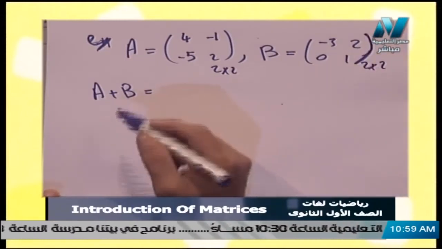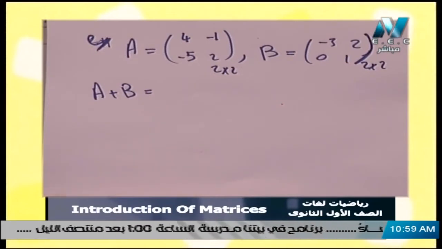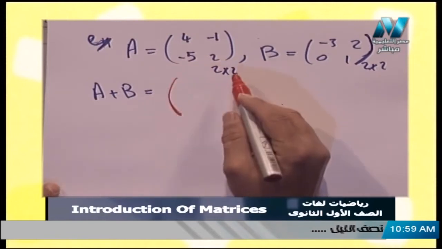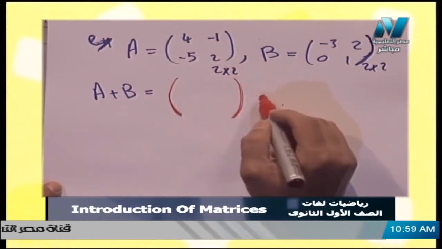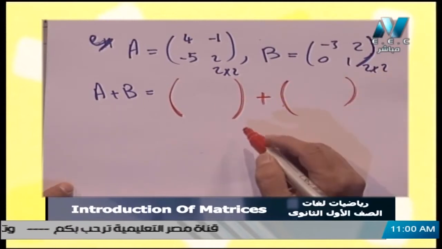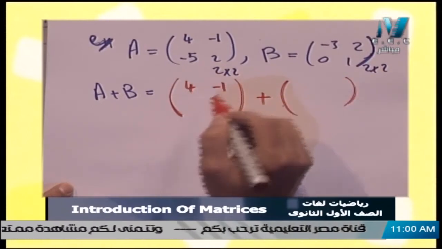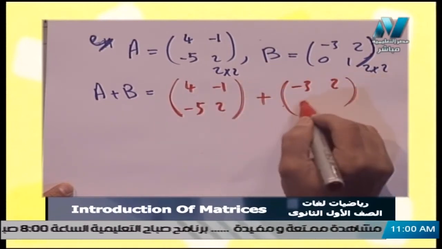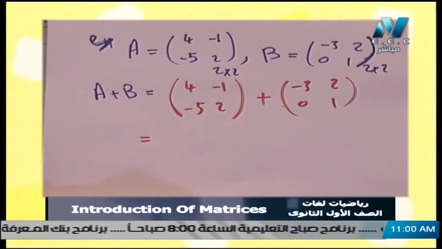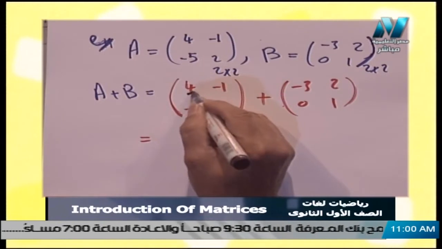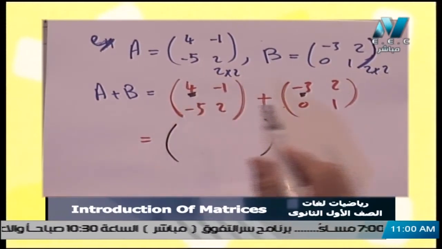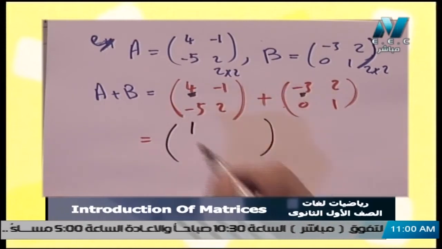To find out the adding of A plus B here, we write A like that, and B like that. A, write it again: 4, negative 1, negative 5, and 2. Negative 3, 2, 0, and 1. And we will add the element 4 with the element negative 3. Concentrate well with me. 4 plus negative 3 equals 1.